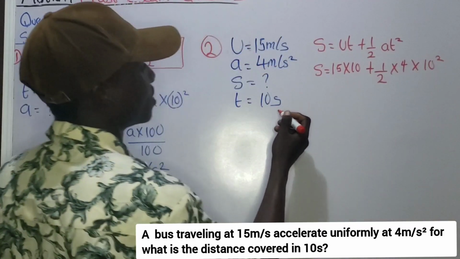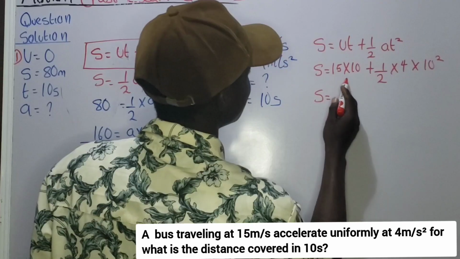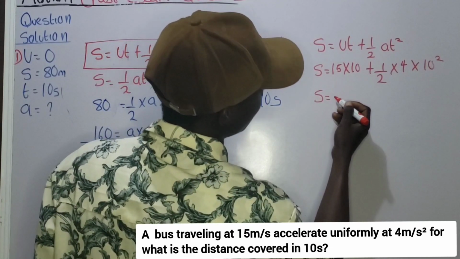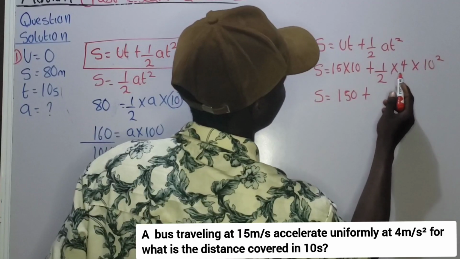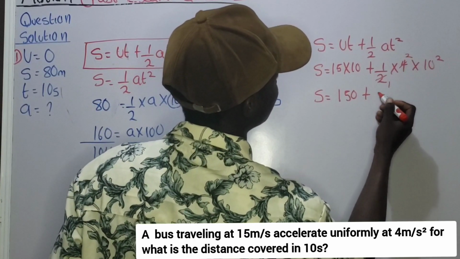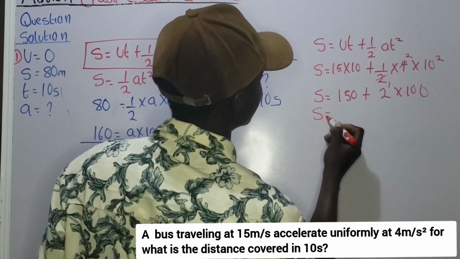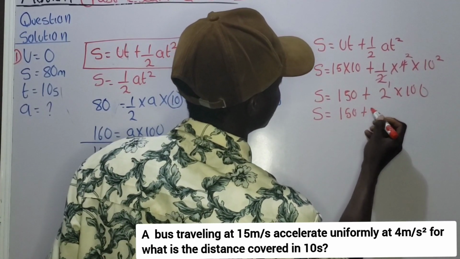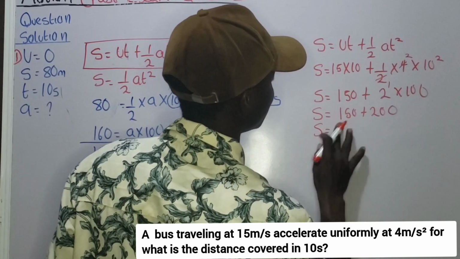You understand? Okay, let's proceed. s equals 15 multiplied by 10, that is 150. So I'm going to have 150 plus, for these two here, 2 times 2 is 4, multiplied by 100. Okay, so s equals 150 plus 200. So s equals 350 meters.